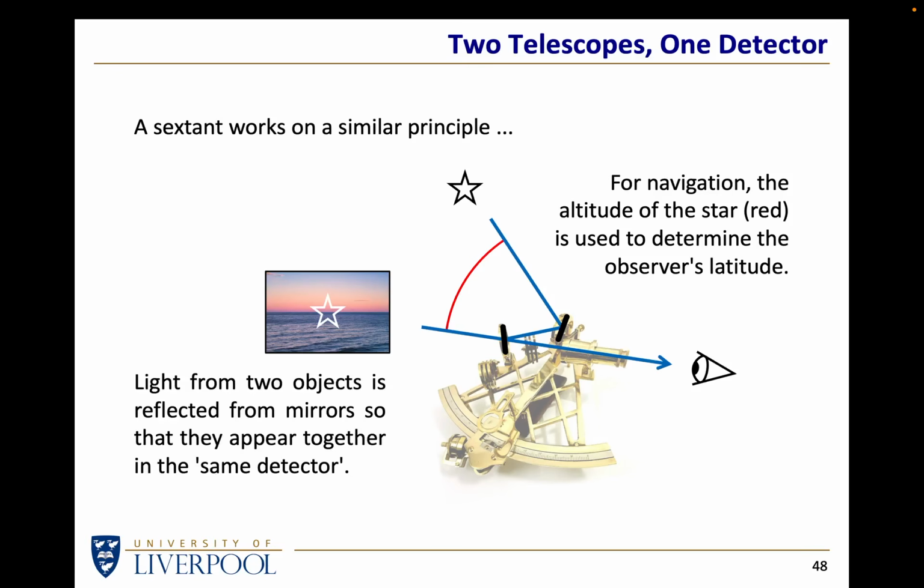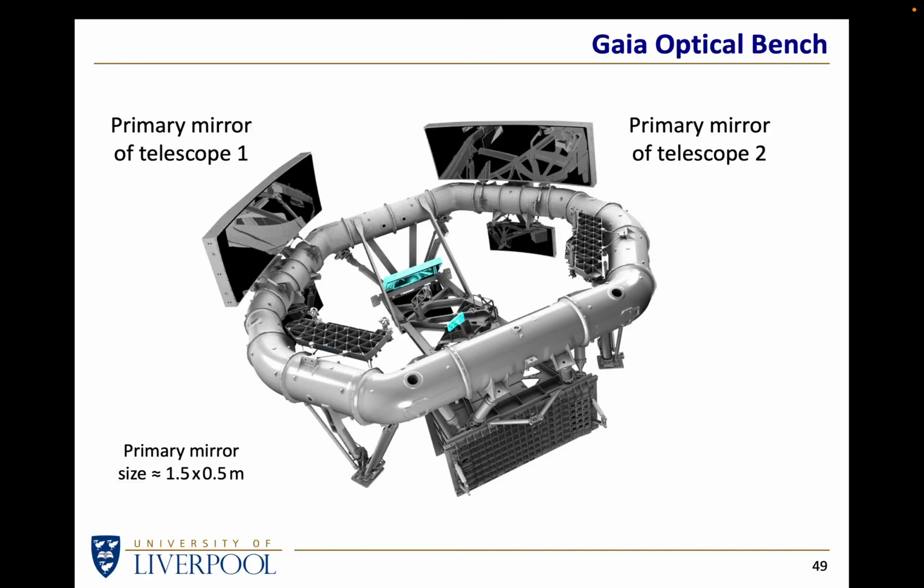So in a sense, a sextant is taking light from two objects, the horizon and the star, and putting them together in the same detector, which in this case is your eye. And so you get two images on the same detector, but that gives you the precision of being able to measure that angle. Even if the ship is rocking backwards and forwards, you don't have to worry about the star going up and down and the horizon going up and down, because they are both placed in the same field of view. And that's what the Gaia optical system does.